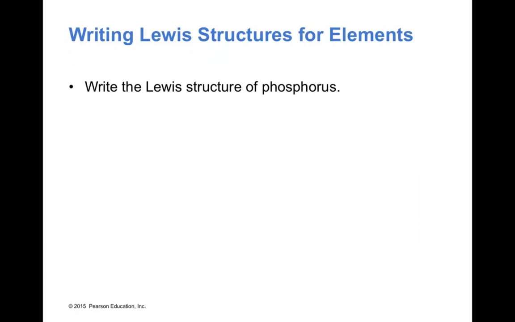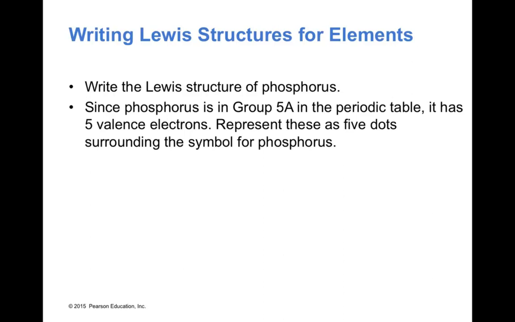So let's write the Lewis structure for phosphorus. Phosphorus is in family 5, so that means it has 5 valence electrons. We need to represent those 5 electrons as dots around the symbol of phosphorus. We can write that like this. Or again, this lone pair could be on the top, on the left, or on the bottom, and the other 3 around the symbol. It doesn't have to be on the right side, this lone pair, or on the left side or the bottom. So it's up to you.